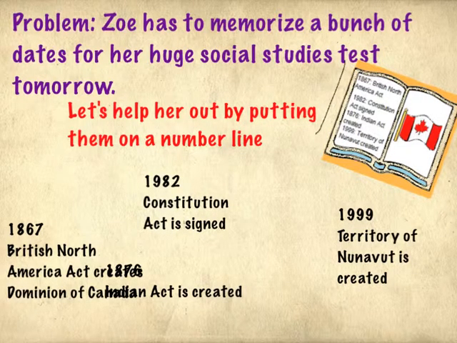So here we go. Zoe has 4 important dates in Canadian history. 1867, the British North America Act creates the Dominion of Canada. In 1982, the Constitution Act is signed. In 1876, the Indian Act is created, and in 1999, the Territory of Nunavut is created. An act in this case, by the way, is like a document that does something. So the British North America Act was a document that made Canada its own, not exactly a country, but a dominion, its own area.